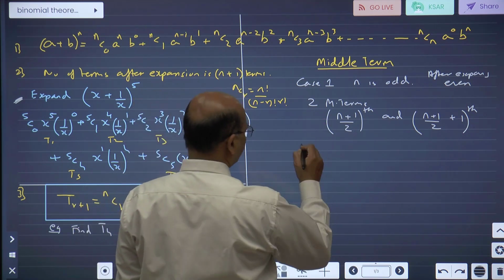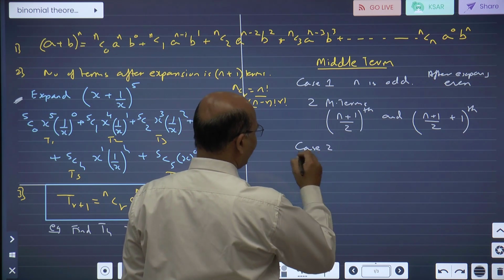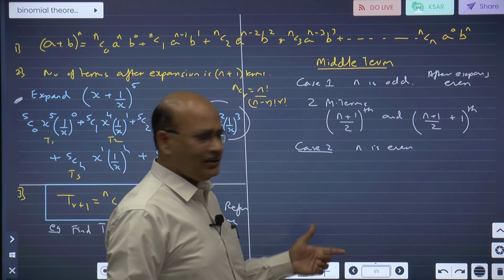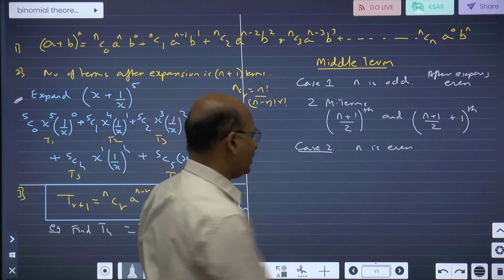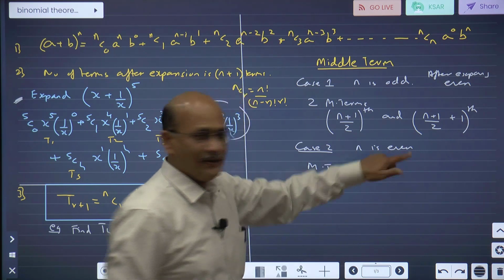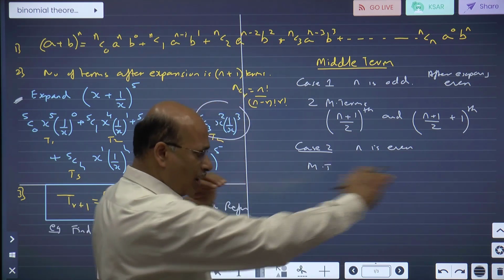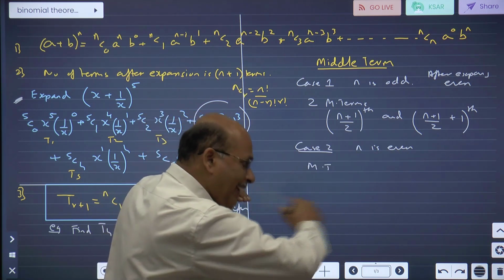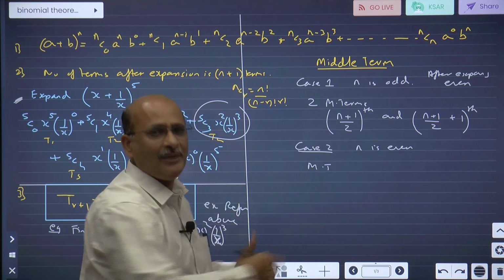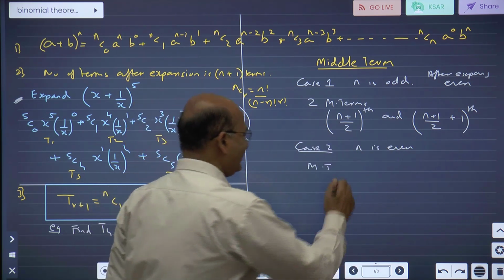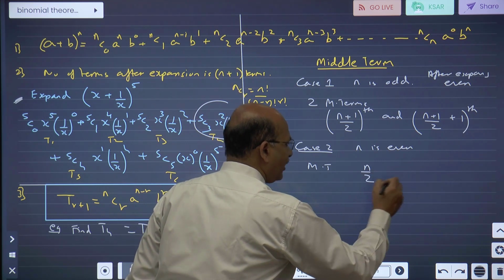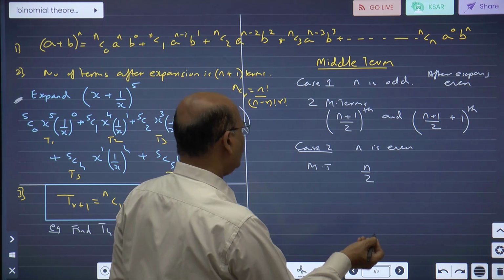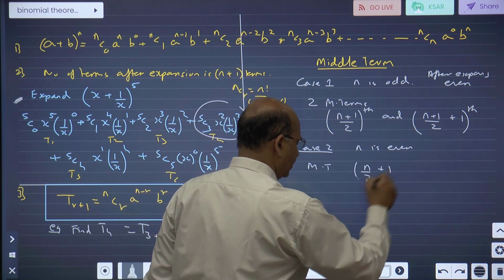Then case 2. Case 2 says if n is even. This is easier. If n is even, how many terms will you have? An odd number of terms. In an odd number of terms, say 5 terms are there, the third term will be the middle term. So when after expansion there is an odd number of terms, finding the middle term is much easier. The middle term formula is given by the (n upon 2 plus 1)th term, since n is even.